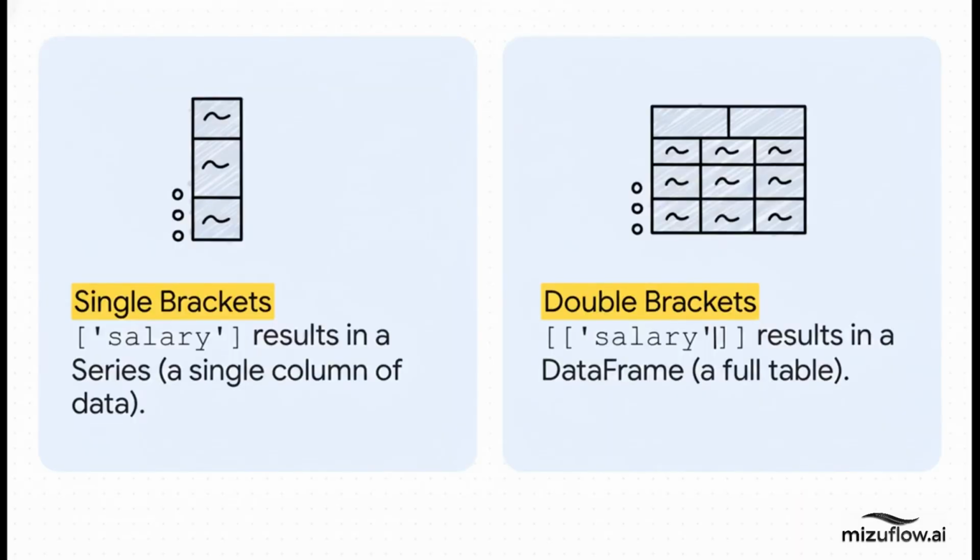Okay, quick little pro tip for you here, because this trips everyone up at first. See those double square brackets around salary? That's super important. If you use single brackets, you get back what's called a series. It's basically just one column. But if you use double brackets, you get back a proper data frame, a whole table. It's a tiny, tiny difference in what you type, but it completely changes the shape of your result.